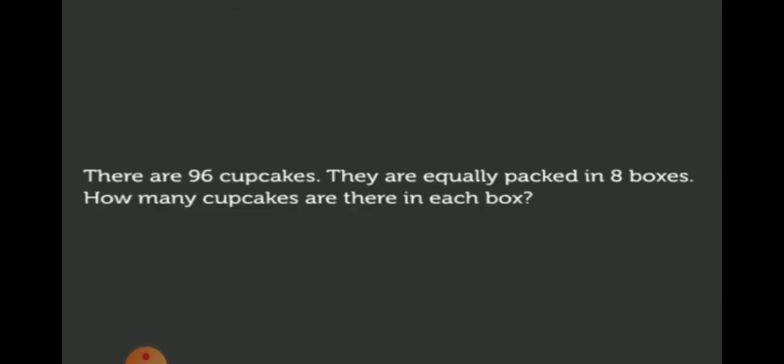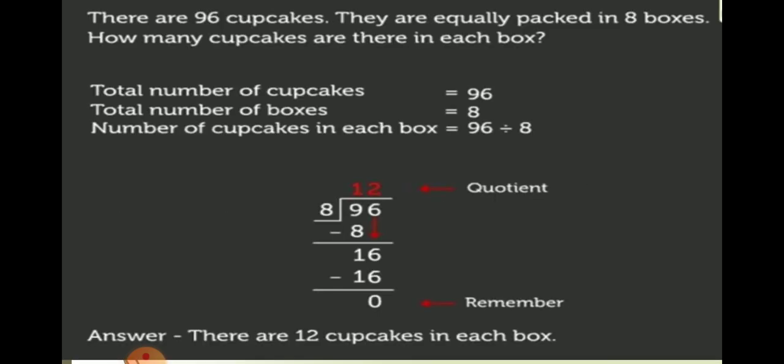Let us see another example. There are 96 cupcakes. They are equally packed in 8 boxes. How many cupcakes are there in each box? Okay, let us first write the statement: total number of cupcakes 96, total number of boxes 8, number of cupcakes in each box. So you will do 96 divided by 8. Again you can see in this question the word each is given and also the information about more quantity is given and it is asking about lesser quantity.